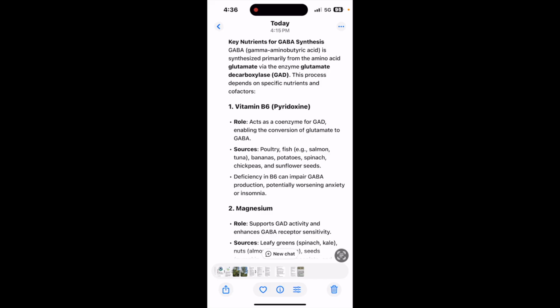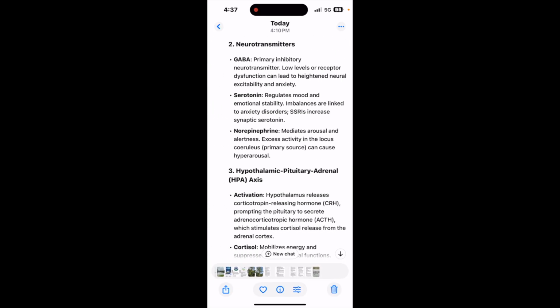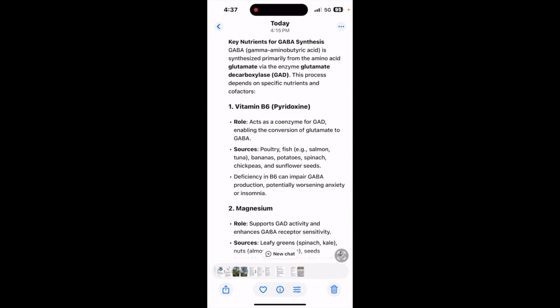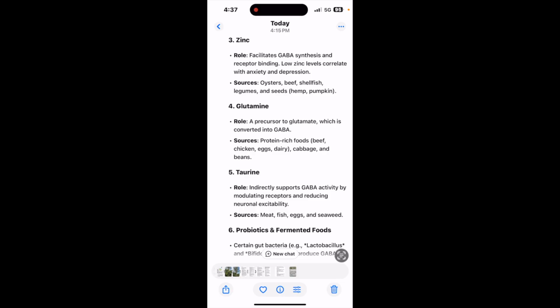Now, GABA. Okay, GABA is made from what? Because later on, I'm going to talk about nutrition as well. In order to make this kind of chemicals, we saw just now GABA, serotonin, epinephrine, cortisol, and all that. So in order to make GABA, you need vitamin B6. I want you to remember vitamin B6, you need magnesium, you need zinc, glutamine, taurine, probiotics. Some of these things.